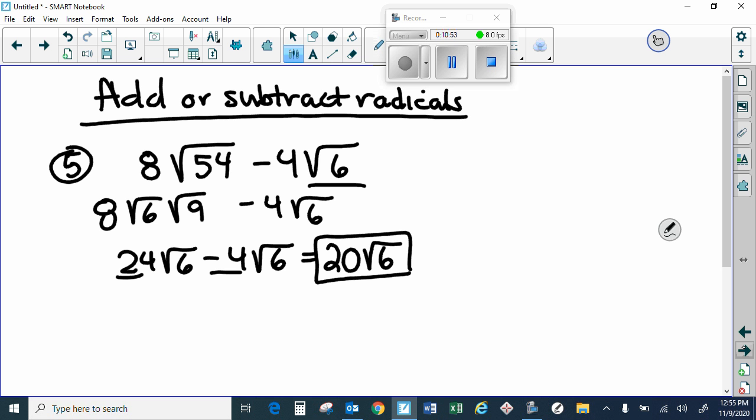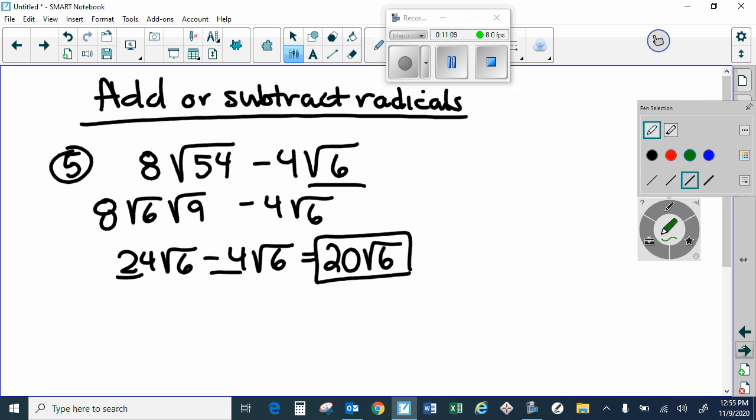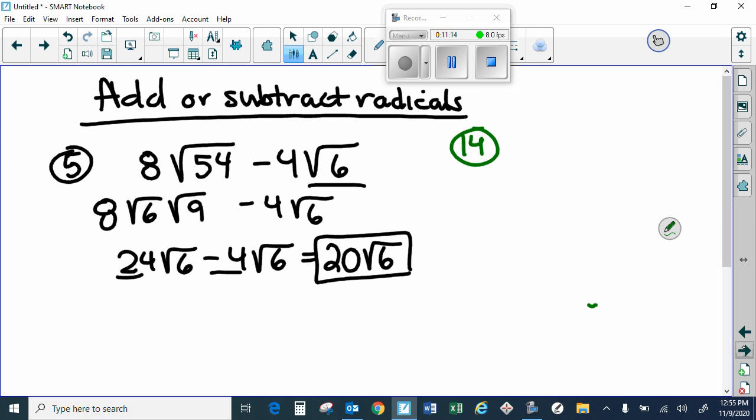So the first several on that back page, you have just 2 that you're dealing with. We'll deal one with 3. Okay, let's see. I'll do 14. Root 40 minus root 10 plus root 90.